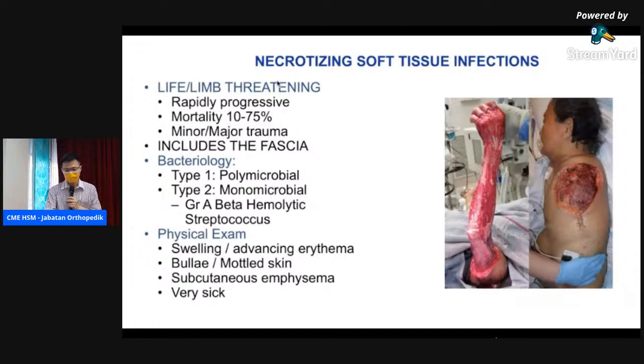If it's not treated, it leads to a high rate of amputation, septic arthritis of fingers. Necrotizing fasciitis is a very, very life-threatening infection that spreads along the fascia, and hence the fascia needs to be removed.